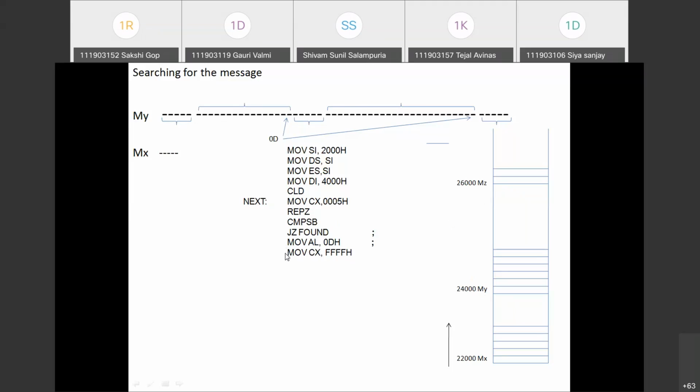Sir, in the repeat Z, we are also supposed to increment MY, no? You are supposed to increment what? MY, because when we match first, then MY. DY. Yeah, yeah. So look at compare string, SI and DI both get updated now, after every comparison. Look at the compare string byte. Yes, sir, got it. Every time it is updated. That's the beauty of string instruction.